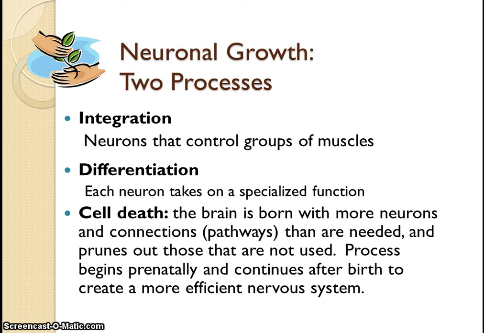Cell death is an important aspect of the growth of the brain. The brain is born with billions more neurons and connections than are needed. There's just too much, and it can be inefficient. So the brain prunes or cuts away those cells and pathways that are no longer needed. The process begins prenatally and it continues after birth to create an efficient nervous system. And what gets retained and what gets pruned depends on the environment. If the baby is in an environment where certain abilities are important, those neurons are retained. Other neurons get pruned.